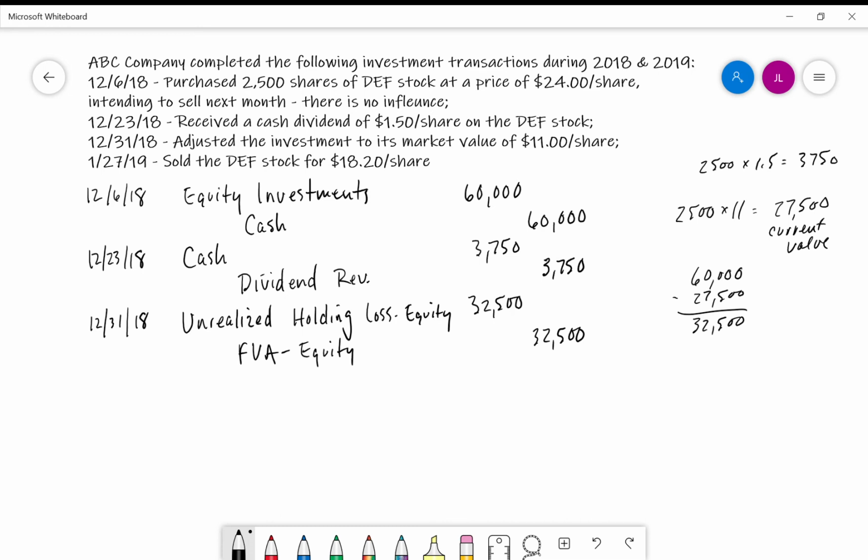Now, on 1/27/19, we sold this stock for $18.20 a share. And we had 2,500 shares. 2,500 times 18.2 means we received cash in a value of $45,500. So debit cash for the cash we received, the $45,500.